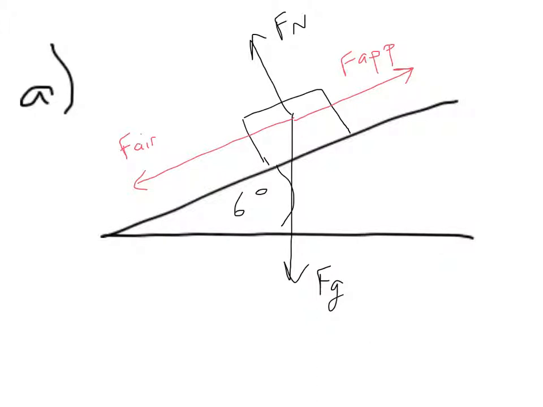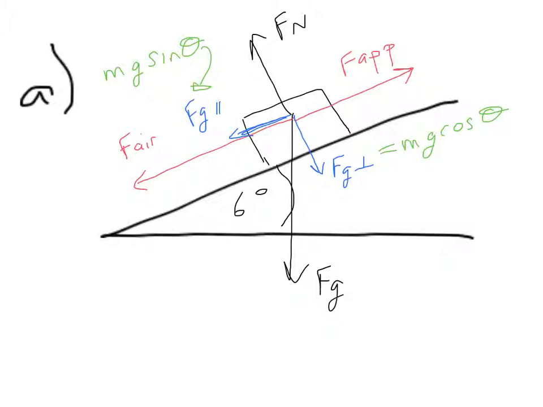The last thing that we would add on here is we would take our Fg and break it up into its components. So in blue here, I'm going to say that this arrow right here is going to be our Fg in a perpendicular direction. And I'm going to draw a blue arrow here as well and say that this blue arrow is our Fg in a parallel direction. And that is A, our free body diagram. The last thing I want to say about this free body diagram is Fg perpendicular equals mg times the cos of theta. And Fg parallel up here is going to be mg times the sine of theta.